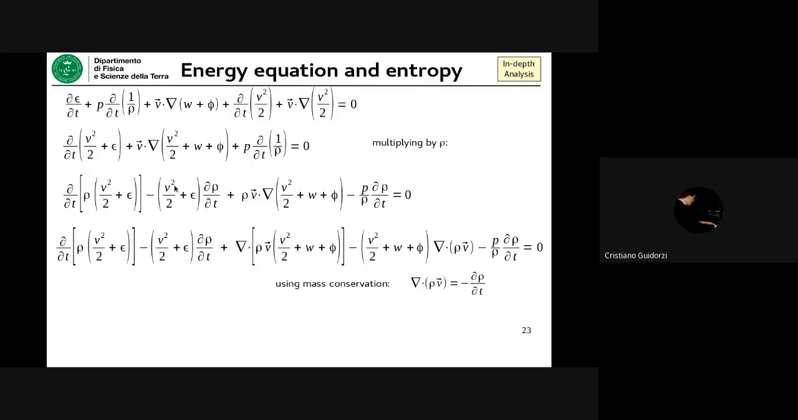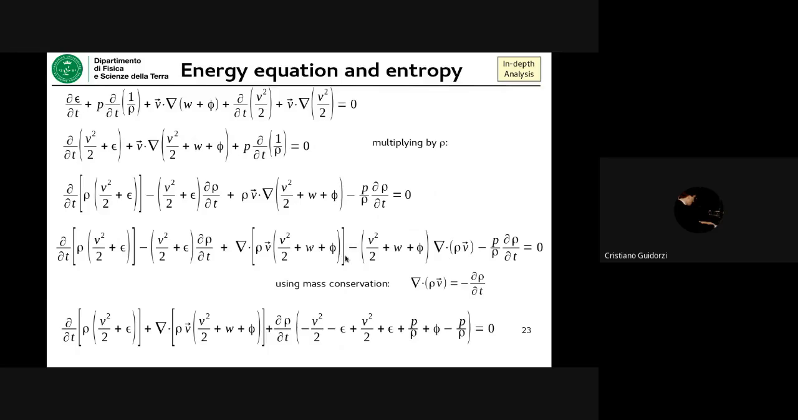Now let's exploit mass conservation. Mass conservation tells us that the divergence of rho v is also minus the partial derivative of rho with respect to time. So by just using this, I copied this one here, and I copied this one here. And see here, I collected all the terms that multiply the partial derivative of rho with respect to time. So delta rho over delta t, here I have minus v squared over two, minus epsilon. So this is okay.